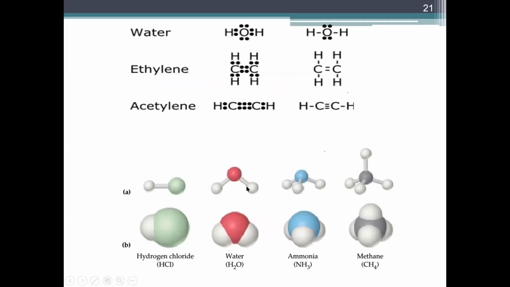This is water, two single bonds. This is ammonia, three single bonds. This is methane, four single bonds. So this is how they are formed.